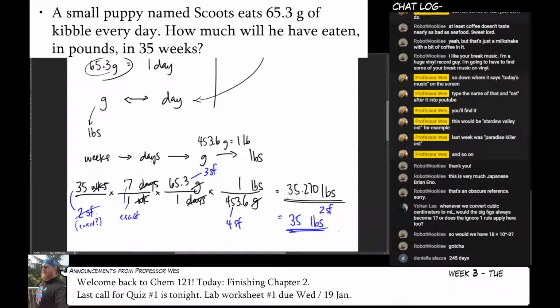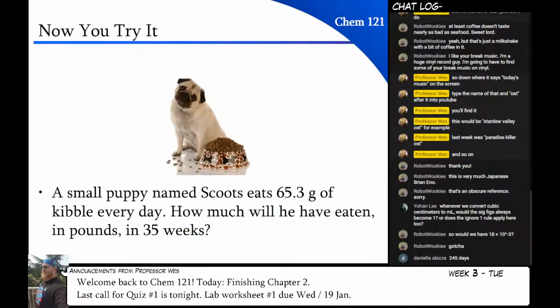So Scoots eats roughly a pound of kibble per week, because he's a small puppy. We don't want him to get too big. If you don't feed him, he stays small. Please don't malnourish your pets. That is the worst thing.